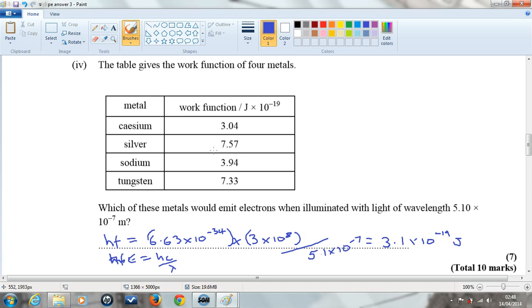Now the only metal with a work function lower than the energy of the photon, and therefore the only one for which that photon could release a photoelectron, is cesium.